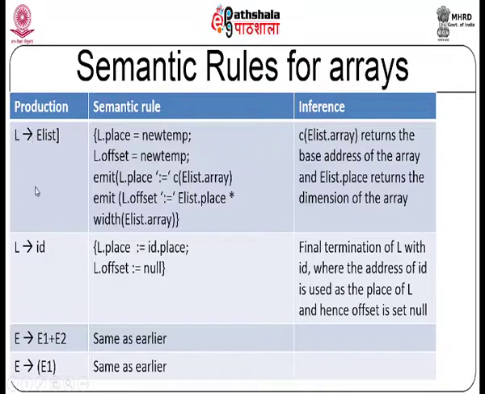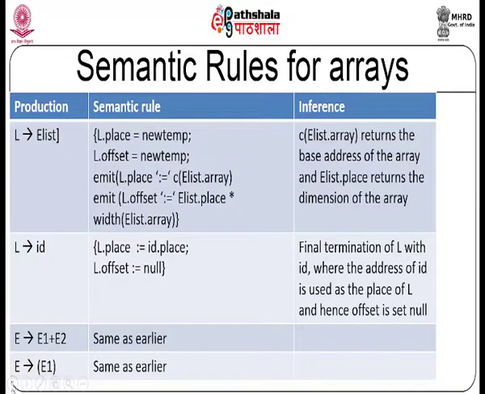But before we look at this, let us look at this L produces ID, which is a simple one. So, L dot place is equal to ID dot place, meaning that it is a simple identifier, it is not an array. So, I will simply say L dot place is equal to ID dot place, and in that case I will say L dot offset is equal to null.